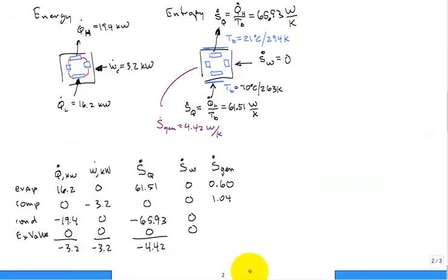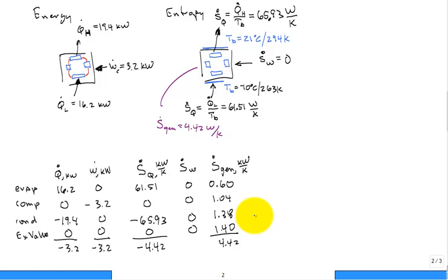Okay, so you can do that for the evaporator and you find 0.60. Units up here are kilowatts per Kelvin. All right. And if you do that also for the condenser, it's 1.38. And if you do it for the expansion valve, 1.40. If I add those up, 4.42. So we can not only do an overall balance of the system, but we can come in for each of the components and find the entropy generation for each component, add them up, and it's a balance.